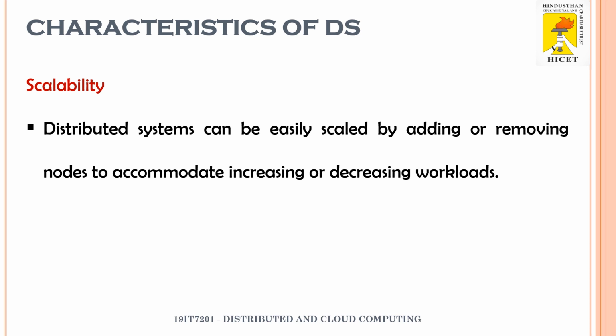The next one is scalability. Multiple nodes are connected with each other. Suppose initially we have 10 nodes for completing our task. After some time, we may feel that we want to add some more nodes, or we may feel that we want to remove some existing unnecessary nodes. If needed, we can do it with scalability. That means we can easily add or remove nodes to accommodate increasing or decreasing workloads. When we need to increase the workload, we can add nodes. When we want to decrease the workload, we can remove nodes from the distributed system.